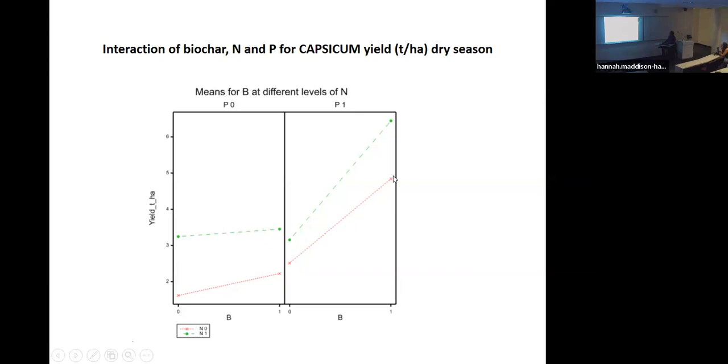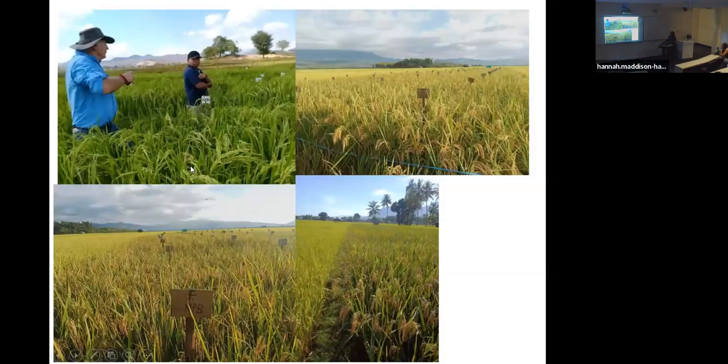And the point here is biochars fortified with phosphorus, and the yield is increased to 4.8 tons per hectare. The highest yield in this study is obtained in the interaction between biochars, nitrogen, and phosphorus, about 6.5 tons per hectare. So it's jumping, it's very high. Let us move to the next slide.